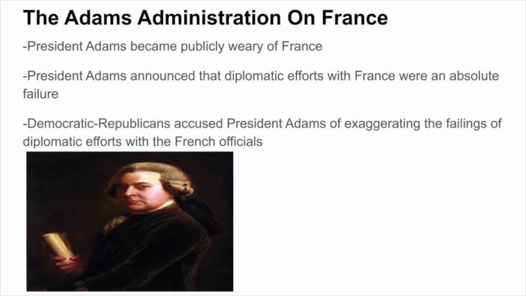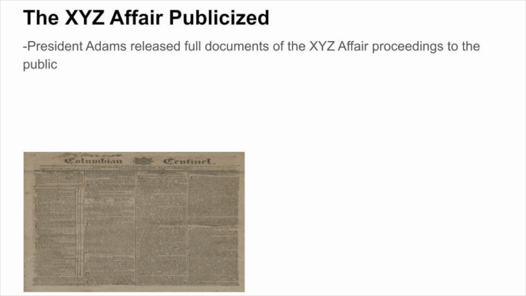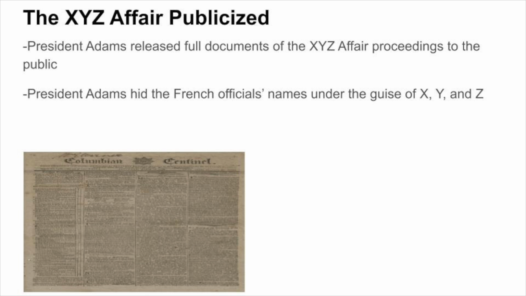Many Democratic Republicans believed that President Adams was hiding positive developments from the public. They believed that John Adams was anti-French and that he was exaggerating the failings of diplomatic efforts with the French officials. President Adams attempted to rebuke this assertion by releasing full documents of the proceedings to the public. In the released documents, President Adams hid the French officials' names under the guises of X, Y, and Z.